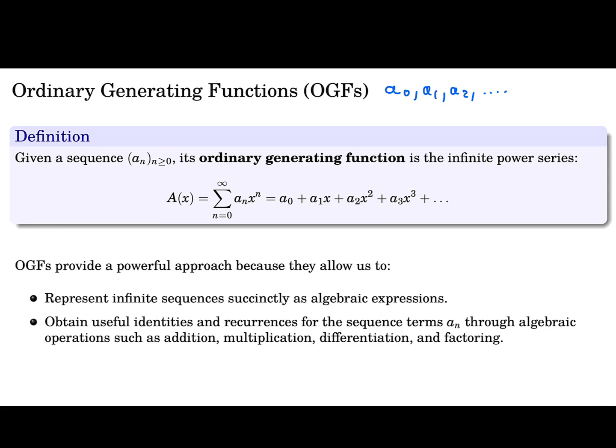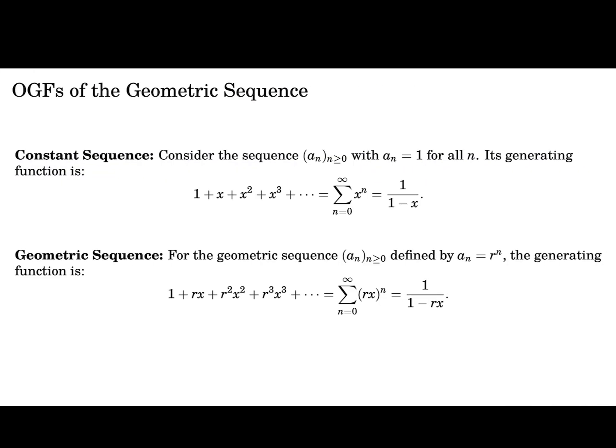And this is exactly what happened in our coin exchange problem. The coefficients counted the number of ways to make each amount of money, and we were able to use the power series to find recursions that then helped us compute the answer to the question we were interested in. So let's look at the most basic examples.